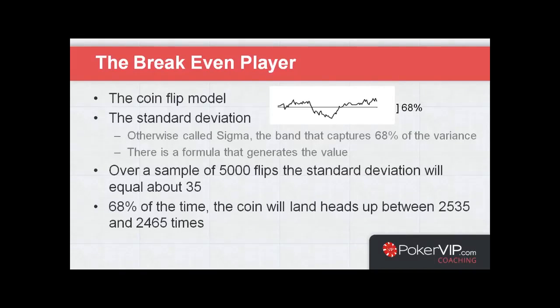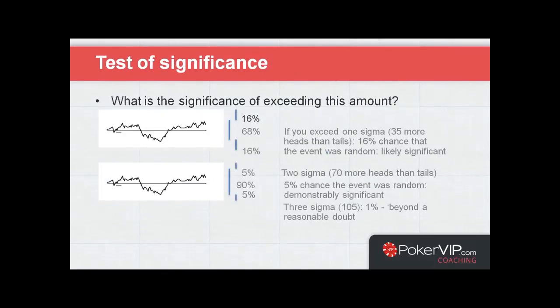What I want to do now is give you a sense of what the significance of this result will be and how we usually interpret that significance and how we test for it. So if we look at that coin flip model and we say that 68% of the time the coin will capture the variance in this coin flip, what we want to know is the probability of exceeding that value. What I've drawn here, not to scale, is the 68% band that captures 68% of the variance, and it should be pretty obvious that 16% of the time we will have an excess of heads above that 1 sigma mark, and 16% of the time we will have an excess of tails below that 68% mark.